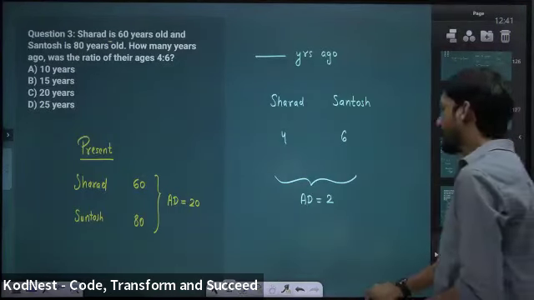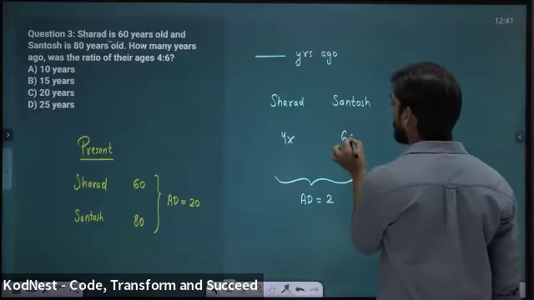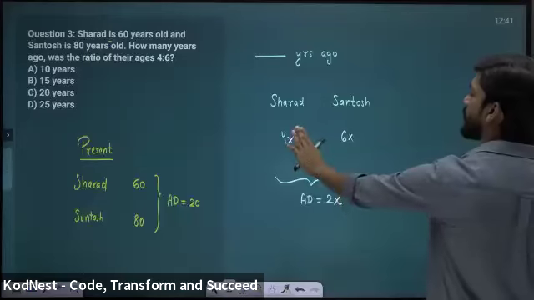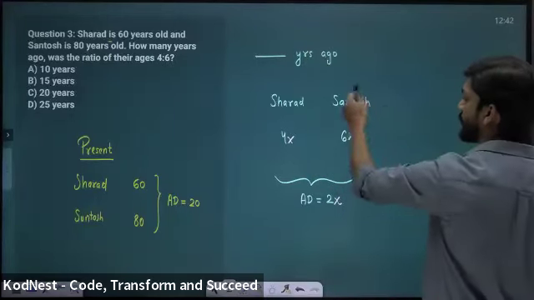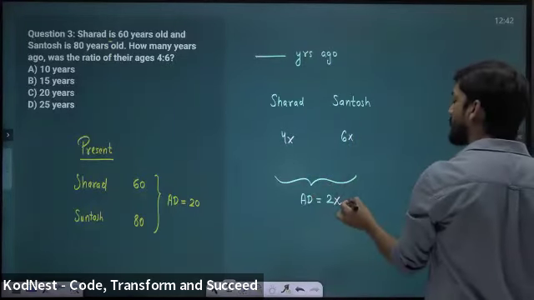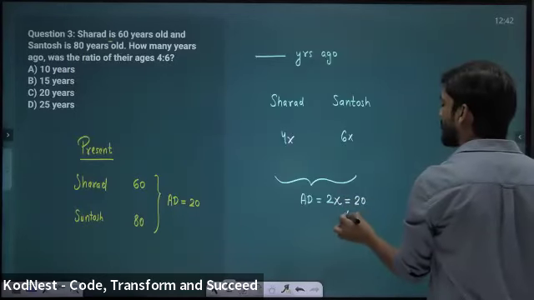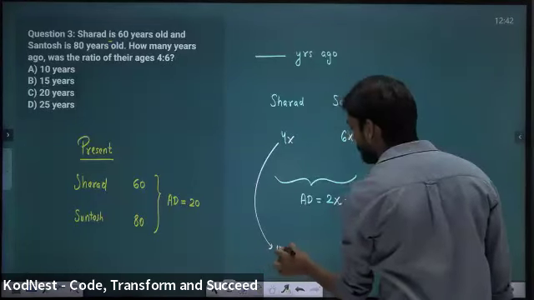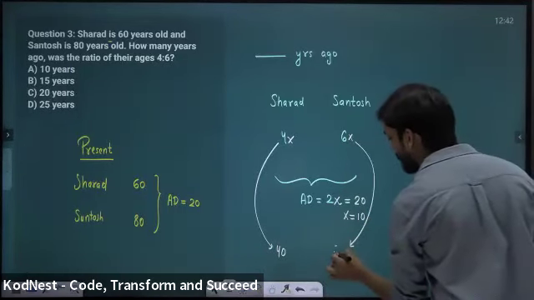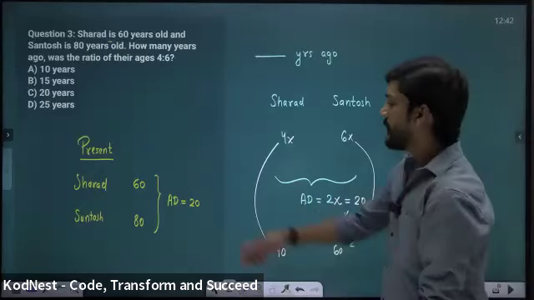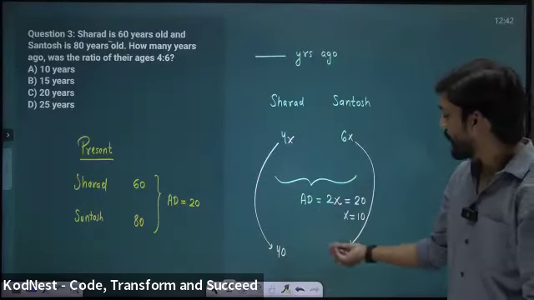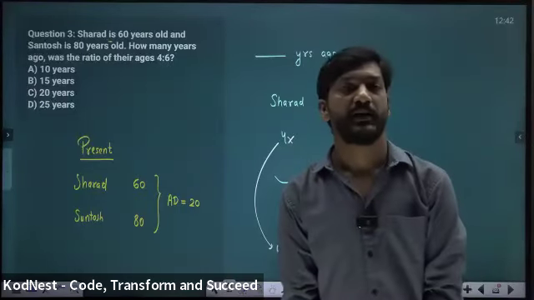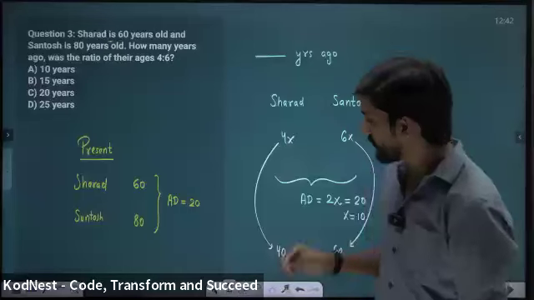In the second way, you will take a variable. Now you will see what is given. Sharad's age not given, I mean in the past. Santosh's age not given in the past. Age difference given, 20. So x equals 10. If x equals 10, this will be 40, this will be 60. Now you compare 60, 80 and 40, 60. So values are decreased by 20. So 20 years ago.